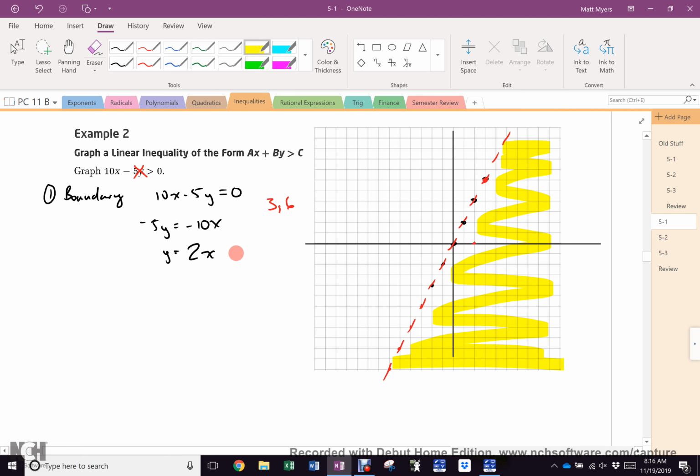So we got a new rule here. We remember: boundary line points are only included when we have the equals to.